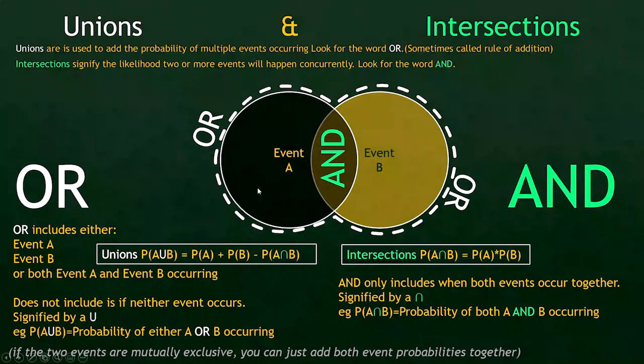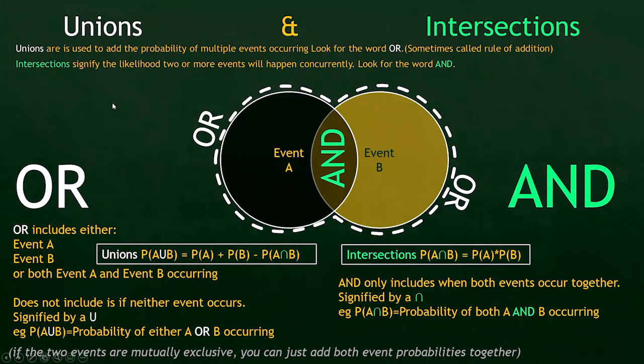Okay, so once again, we've got unions, and then we also have intersections. So on the left-hand side, we're going to have unions. On the right-hand side, we're going to have intersections, which is kind of funny because you actually have to understand intersections in order to be able to really fully understand unions.